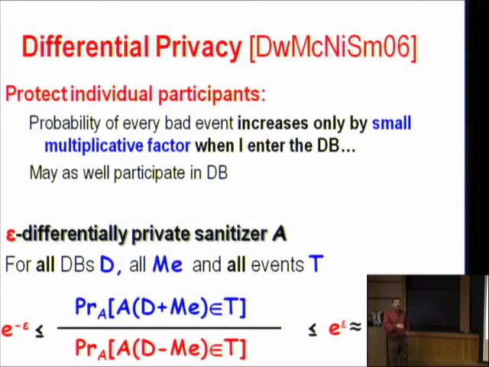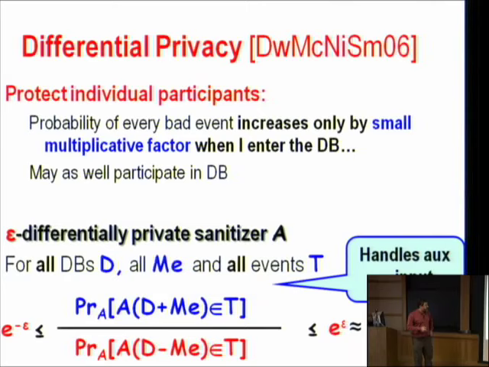What's nice here is that it assumes that the adversary knows everything about the database except my information. It doesn't know my own personal information. So we've limited the auxiliary information to saying you know everything, but you don't know whether I'm in the database or not. That's the only thing you don't know. As I said, this handles auxiliary information.